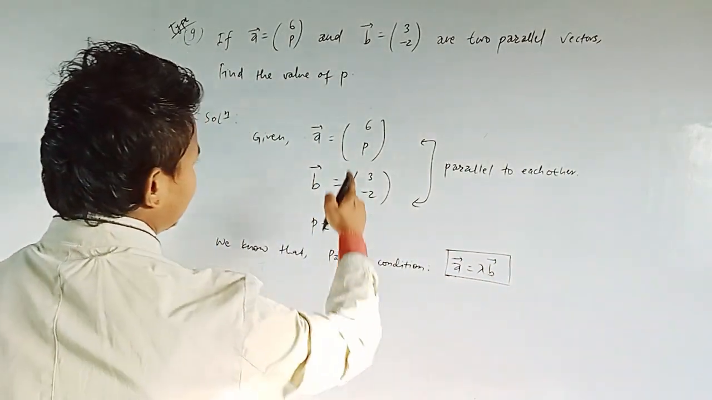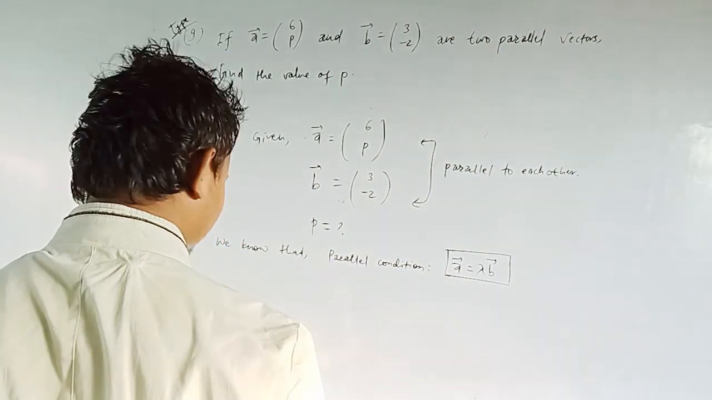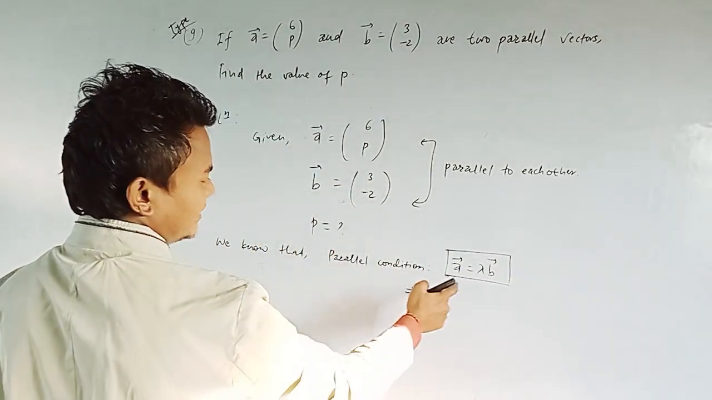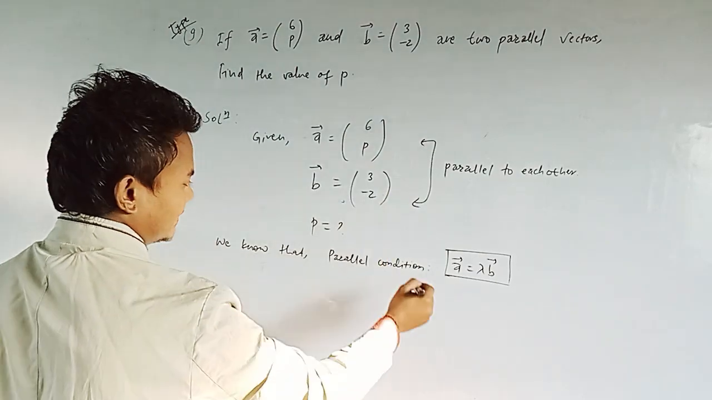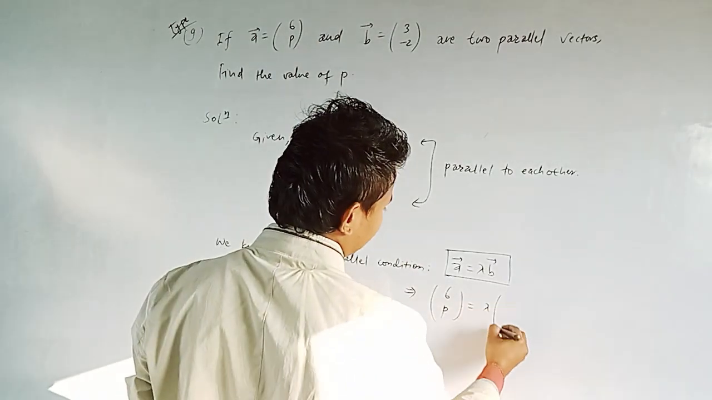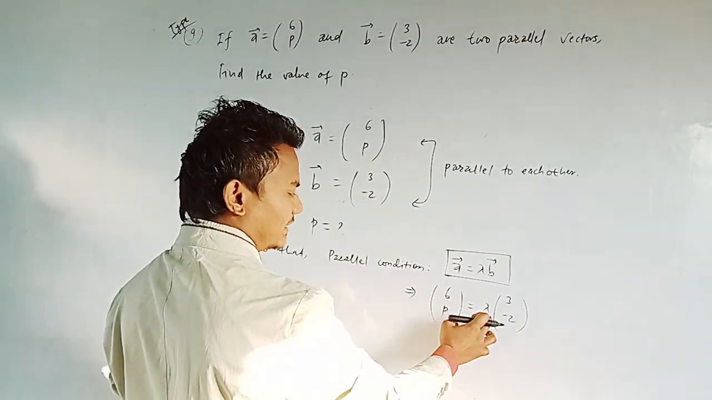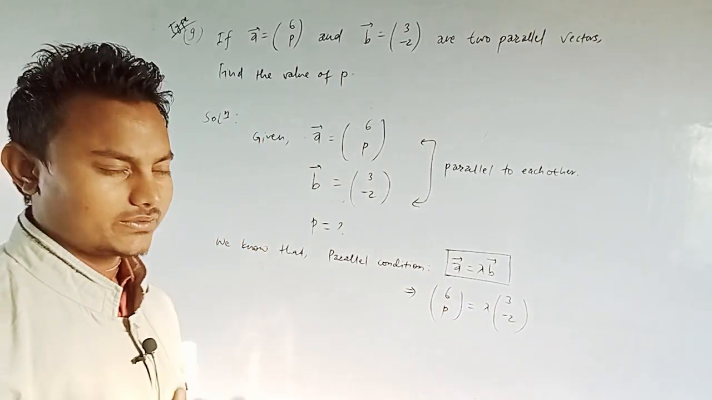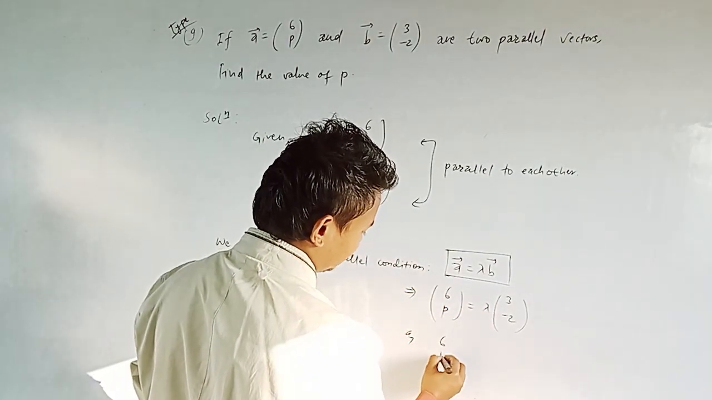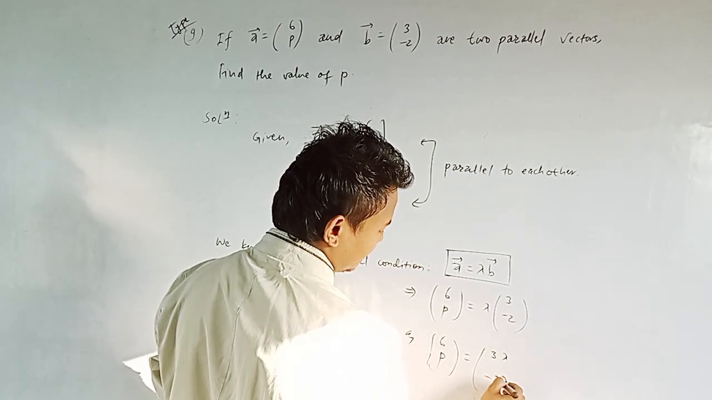Okay, but we have been given these values 6p and 3 minus 2. So we can write these two vectors in such form. If we write A equals 6p equal to lambda times B, B is given as 3 minus 2. Then if we can calculate the value of lambda, then we can calculate the value of P. So in the very first step we have to calculate the value of lambda. It means 6p equals 3 lambda minus 2 lambda.